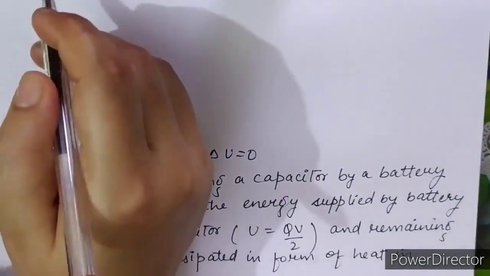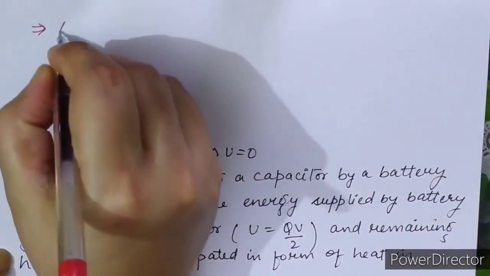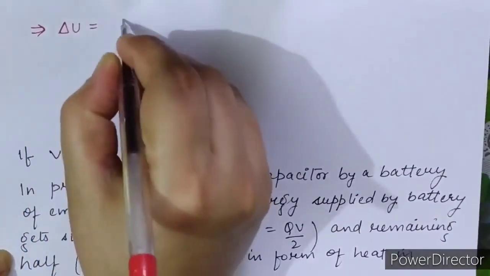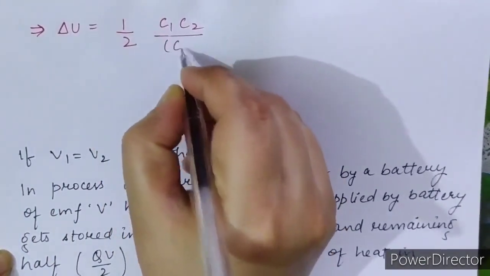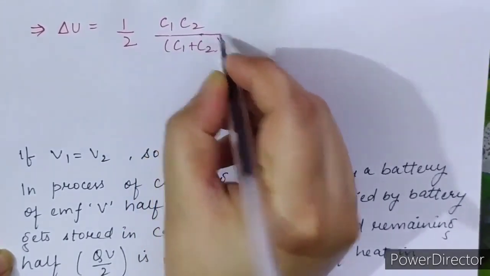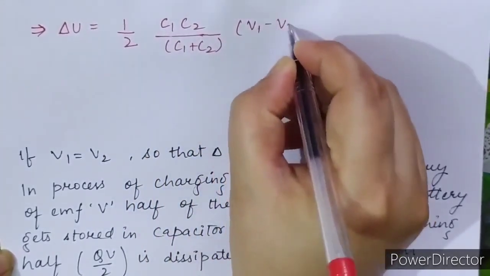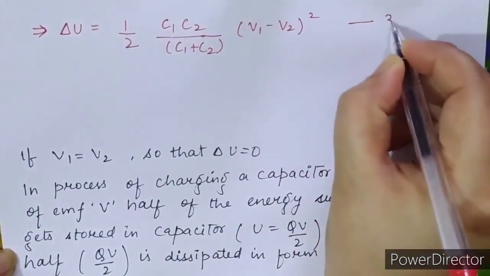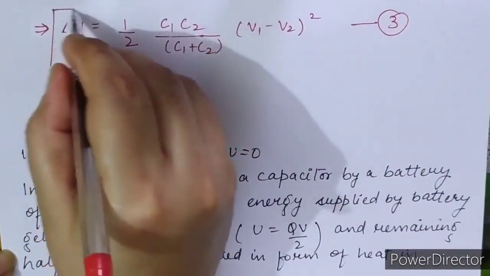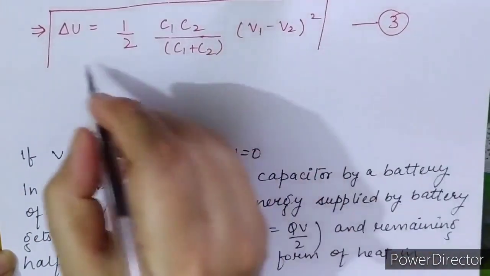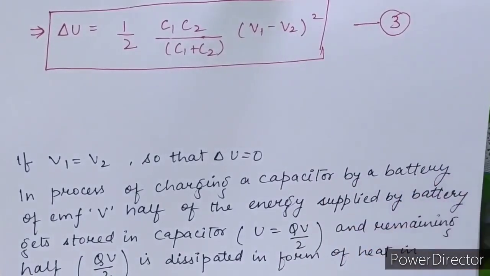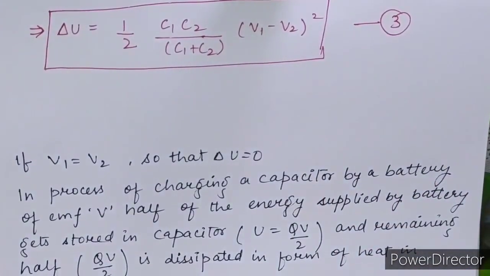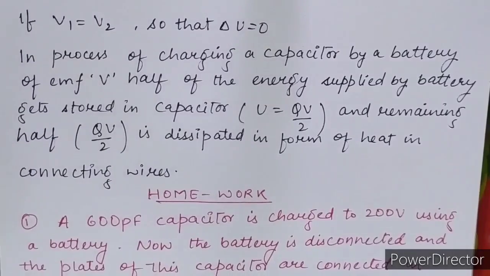So at last we have easily got the value of delta U, the energy loss, and that is half C1 C2 over (C1 plus C2) times (V1 minus V2) whole square. This is equation number 3, the value of energy loss, the change in the energy U minus U2. I hope you easily understand this derivation.